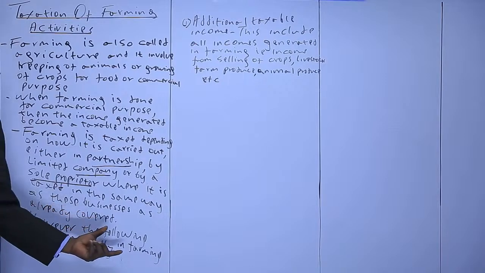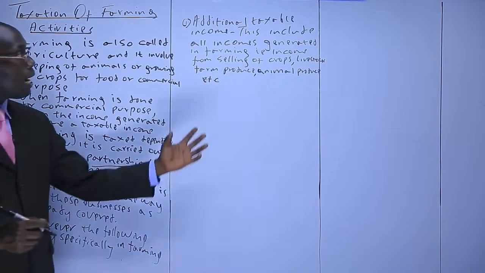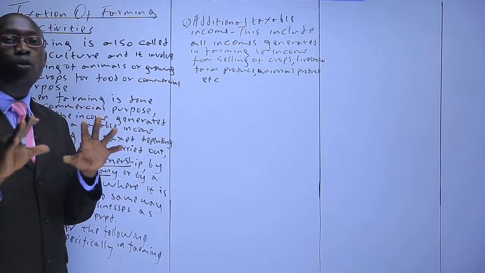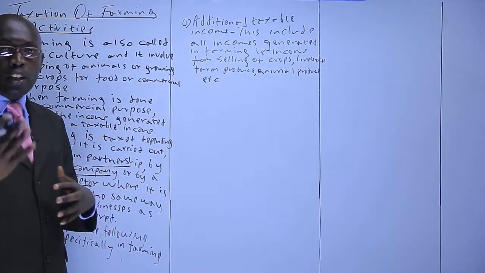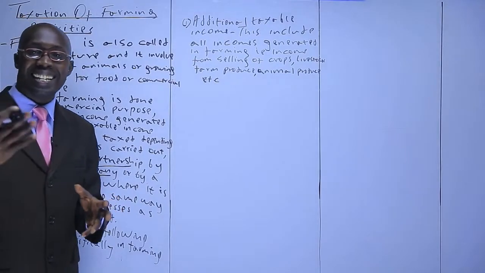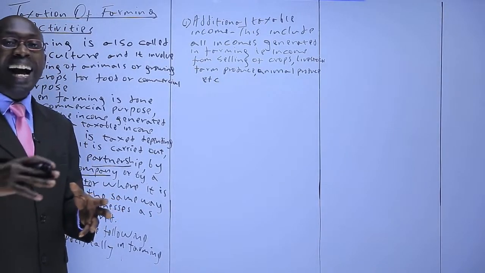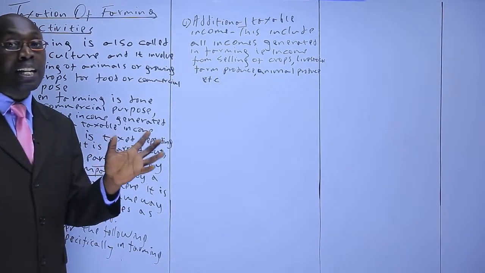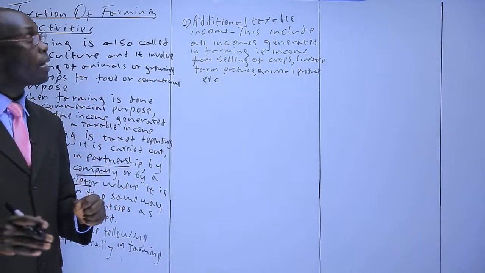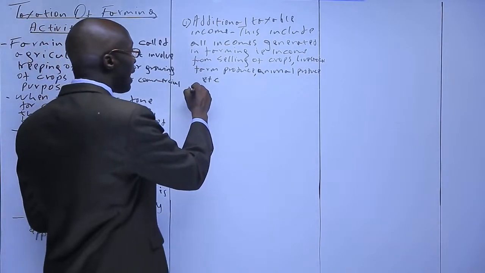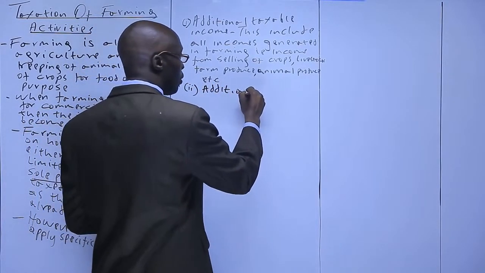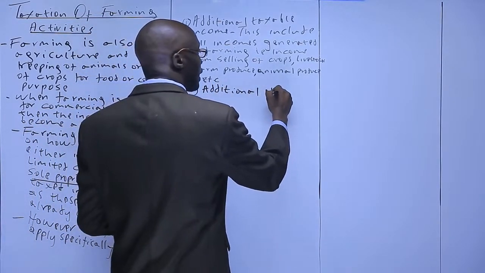However, we are saying the following specifically apply in farming: additional taxable income. Like that, any income that comes out of farming activity, like selling of crops, livestock, animal produce. Animal produce are like eggs, milk, hide from the animals. All those are supposed to be taxable, and any other income that comes out of farming activity. Then we have number two, additional allowable expenses.